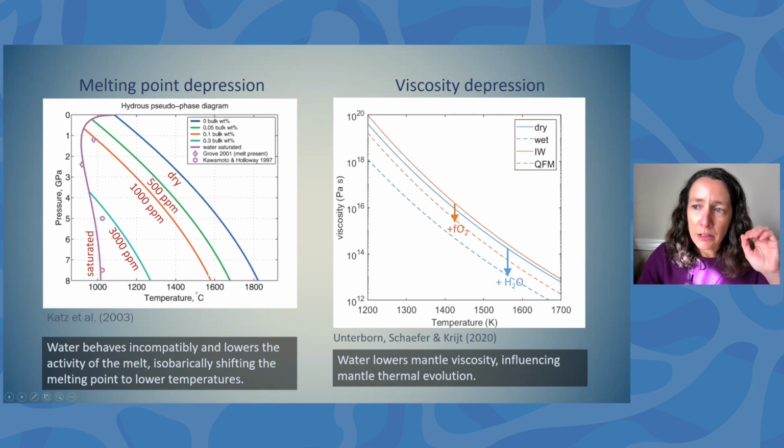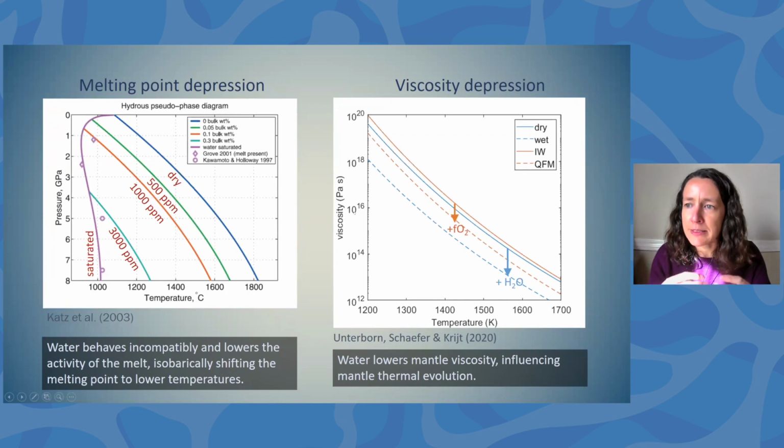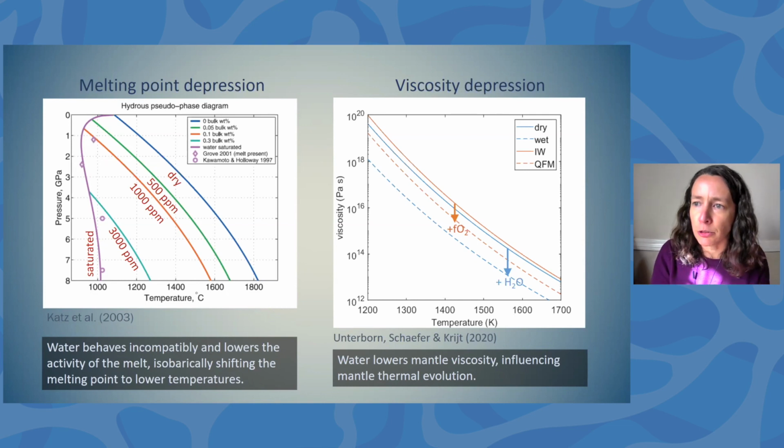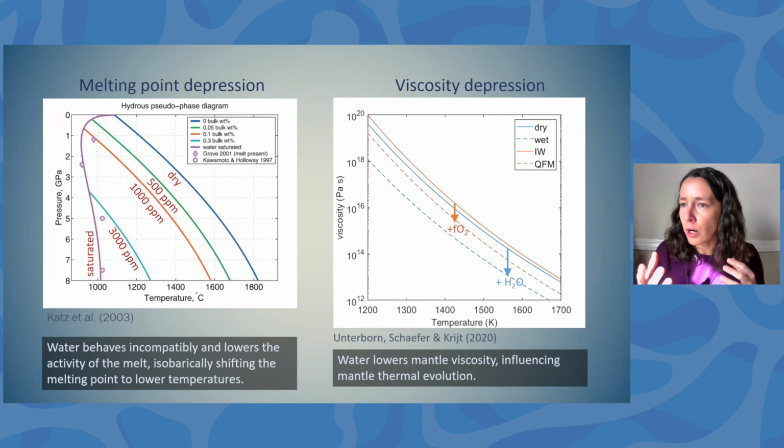And if we add a lot of water into that rock and saturate it, the melting temperature at those high pressures actually drops by almost 800 degrees. So this is a substantial effect that water is having on the rheology of the planet. Water is also affecting the viscosity of the planet. This is the property that determines how quickly a material can flow, like water versus honey. Honey has a high viscosity, water has a very low viscosity.